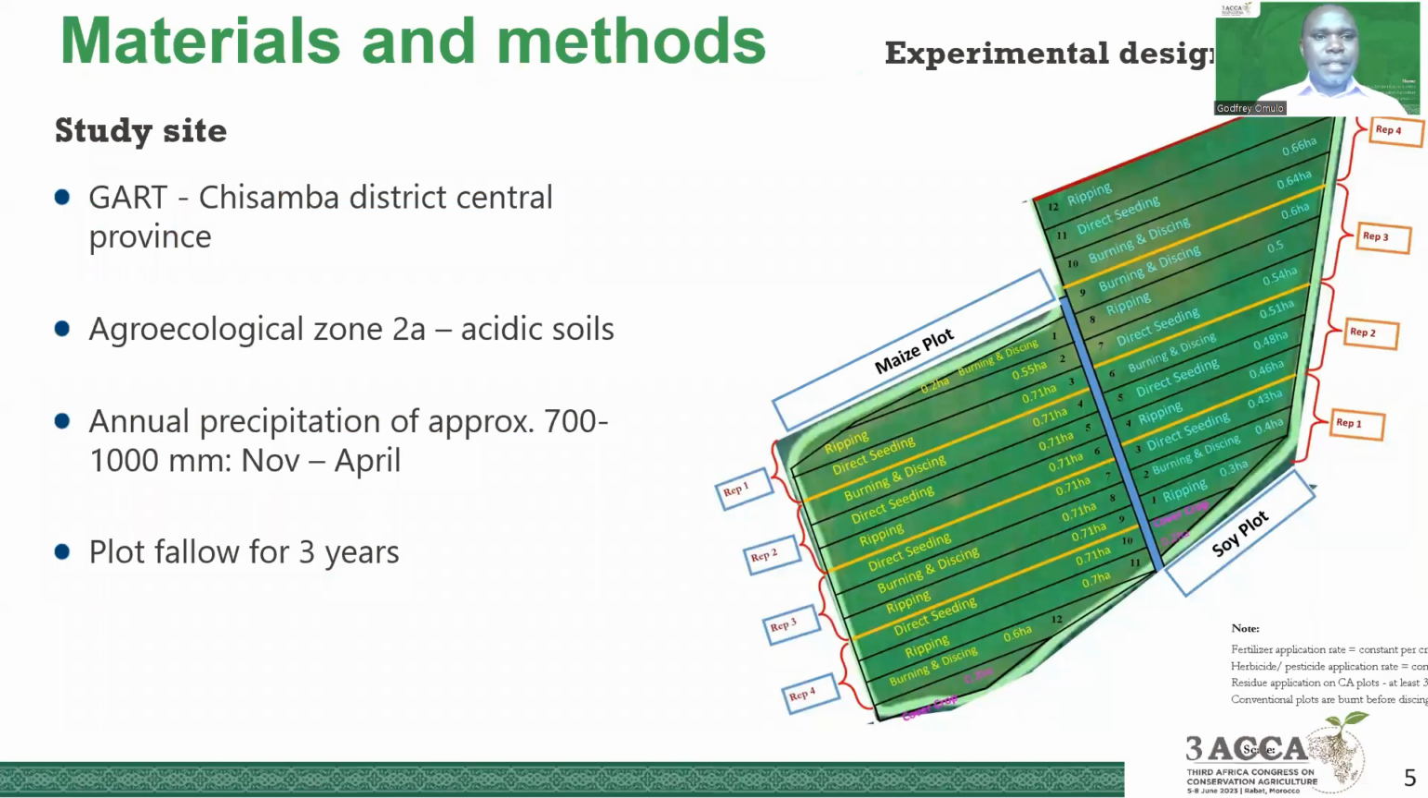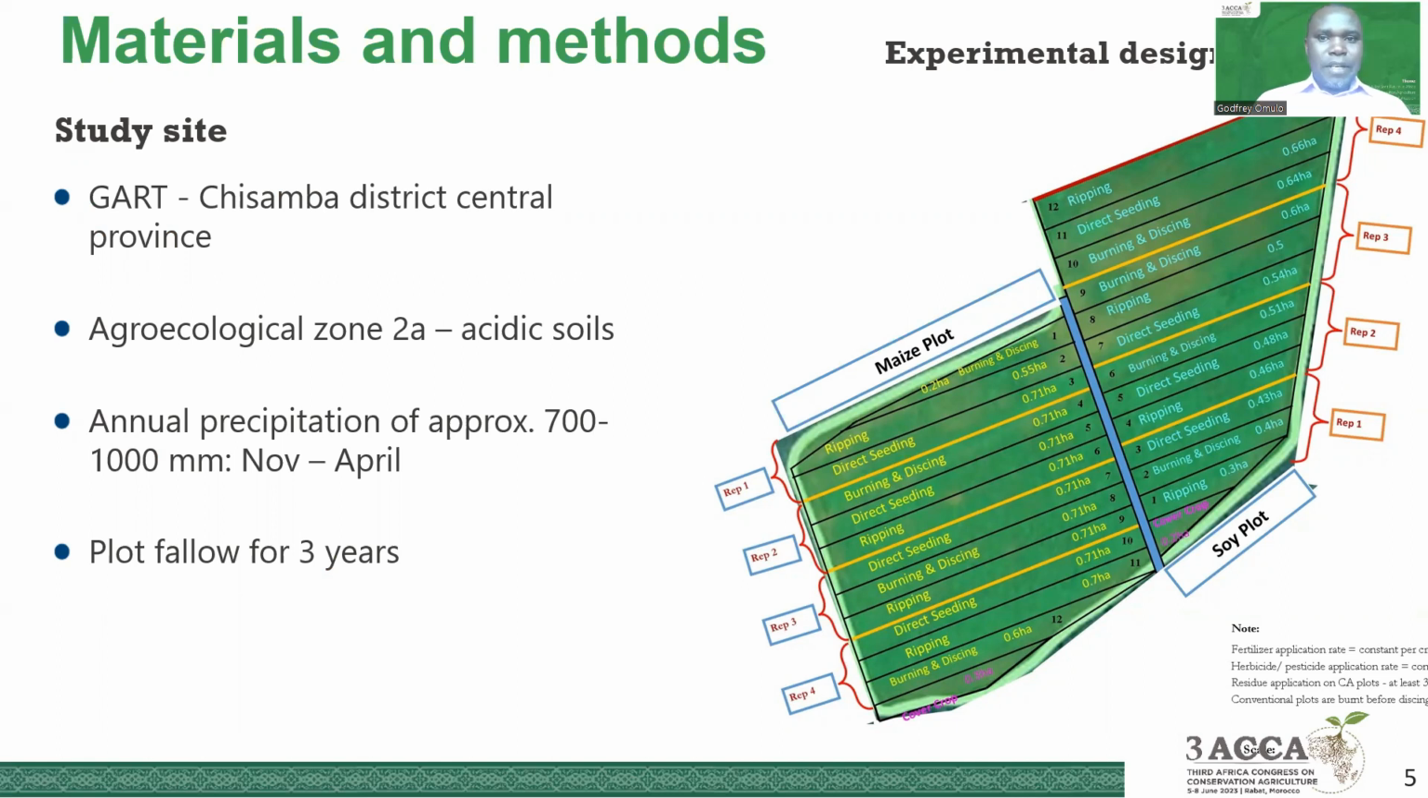Now, this study was conducted at Golden Valley Agricultural Research Trust, which is situated in Chisamba District, Central Province. And this was a collaborative effort between the University of Hohenheim and the local partner, the Zambian German Agricultural Knowledge and Training Center, AKTC. The study site is located within the agroecological zone 2A, which is characterized by annual rainfall between 700 to 1,000 millimeters.